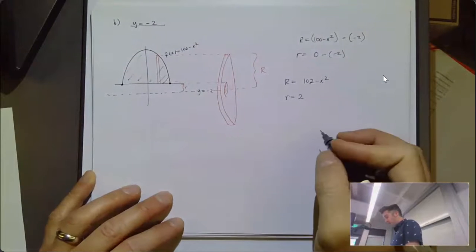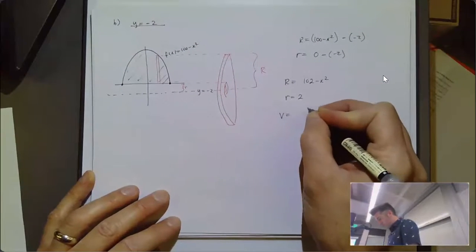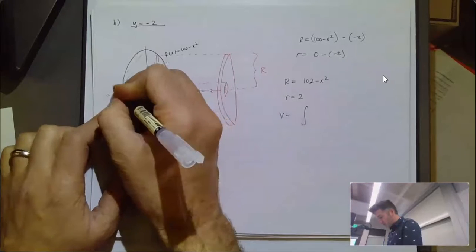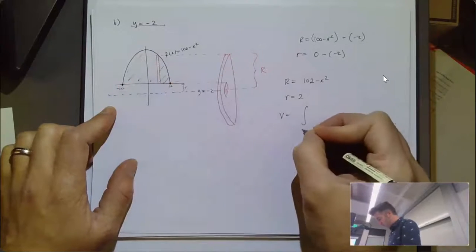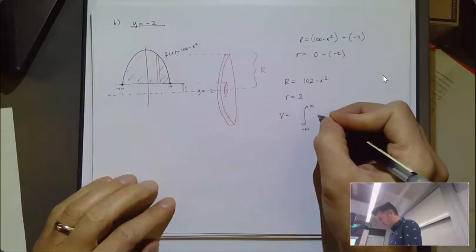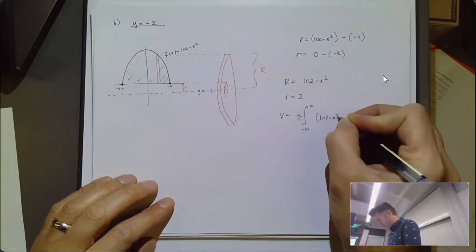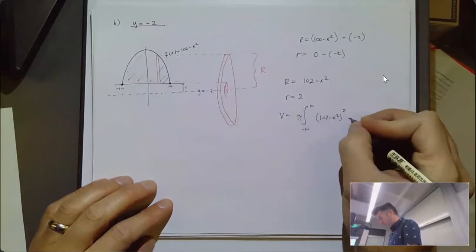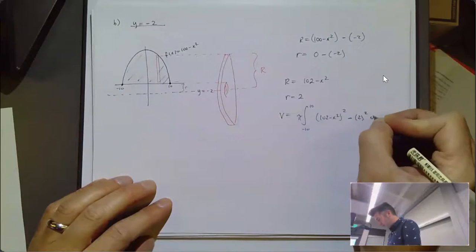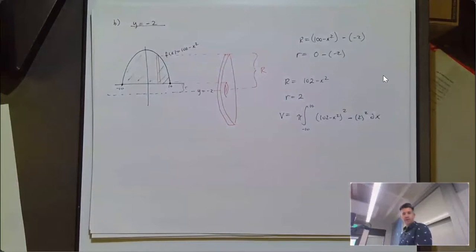And then the volume would be the integral from negative 10 to 10, right? Still the same limits of integration, of pi times my big radius squared, or my outer radius squared, minus my inner radius squared. So similar, but not quite the same.